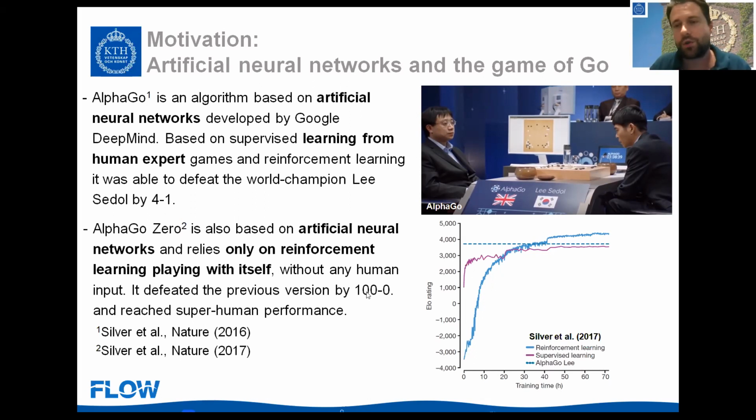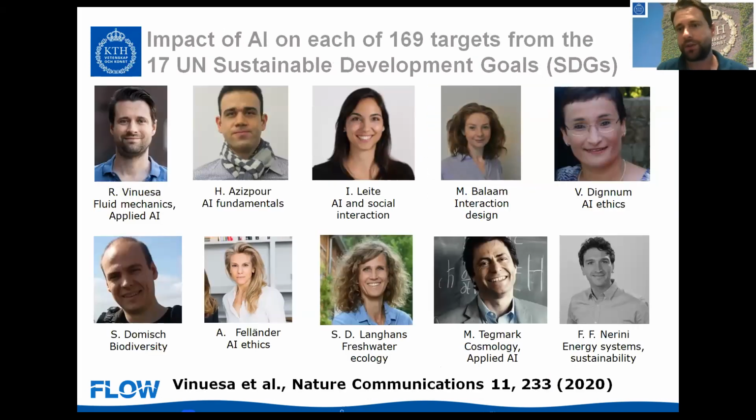So this shows a little bit the potential of AI in a wide range of areas. Following up on this introduction, we also asked ourselves the question of how AI can affect many other topics, for example, the UN Sustainable Development Goals.